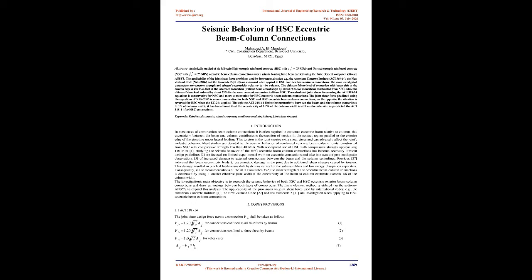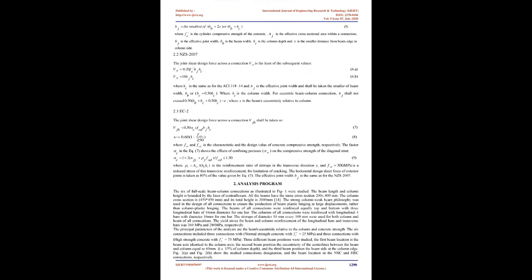The calculated joint shear force using the ACI 318-14 equations is conservative for NSC and more conservative for HSC eccentric beam column connections. The joint shear force predicted using the equations of NZS 2006 is more conservative for both NSC and HSC eccentric beam column connections. On the opposite, the situation is reversed for HSC when the EC2 is applied.